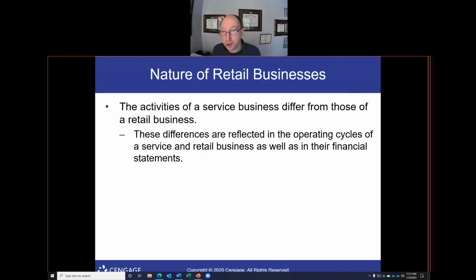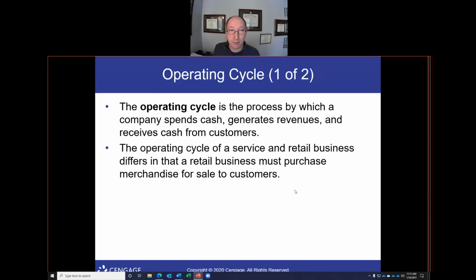Activities of a retail business are ones that sell physical products. Those are different than service businesses. A service business is a company that provides you with services, such as a dentist, a lawyer, an accountant, or somebody who mows your lawn. A retailer provides you with physical products. There are a couple of differences in how they operate and how their financial statements appear. First, let's talk about the operating cycle.